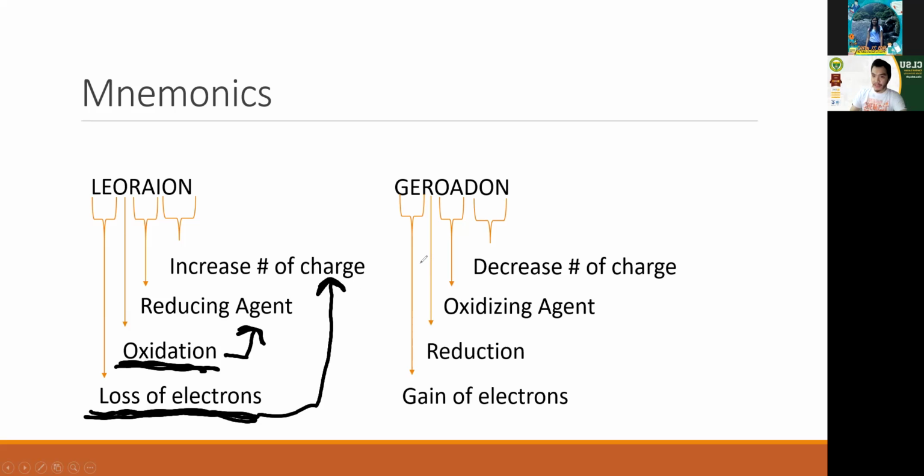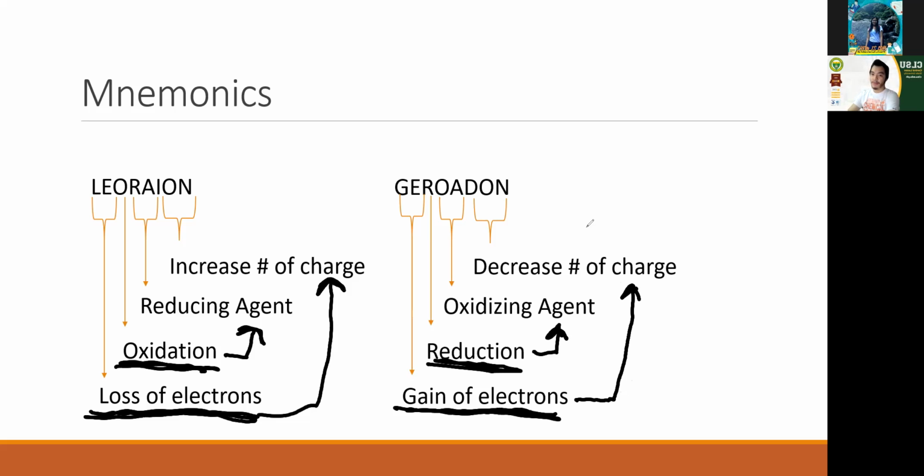Next, Ger-oa doon. Gain of electrons. Pag tumanggap ka ng electrons, ibig sabihin, na-reduce ka. Kung ikaw yung na-reduce, ibig sabihin, ikaw yung oxidizing agent. And then lastly, since nag-gain ka ng electrons, dumami electrons mo, bababa yung charge mo. Mas magiging negative ka.